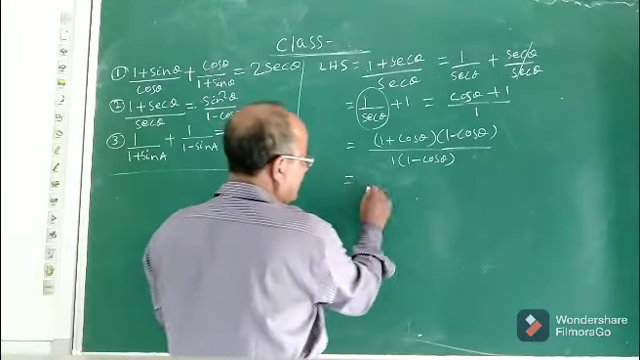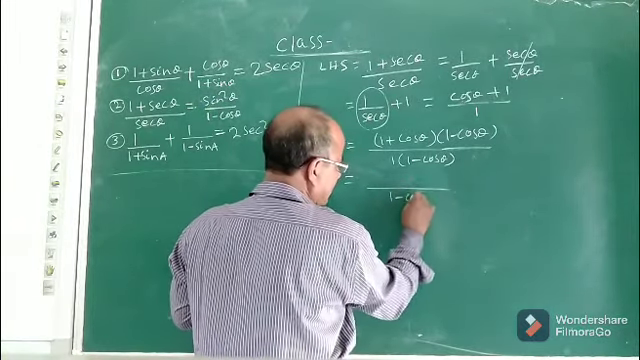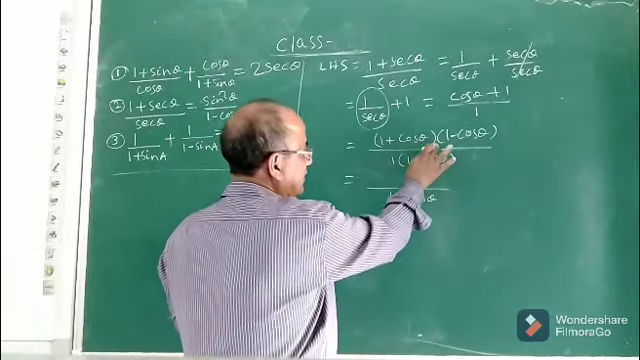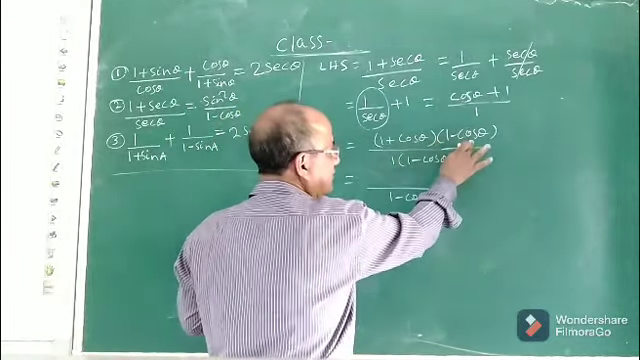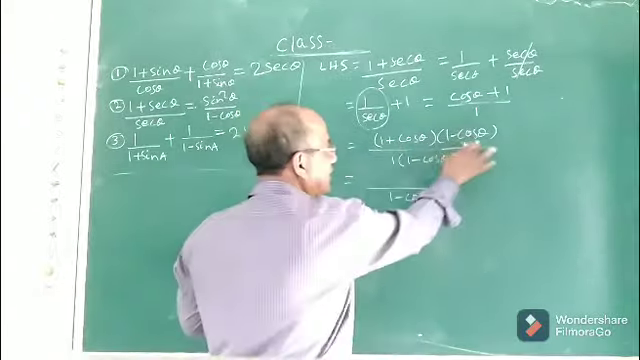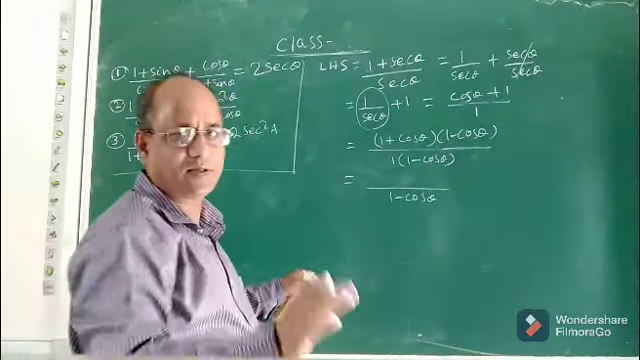Okay. So now what is the result you see? It is 1 minus cos theta multiplied by 1, which is 1 minus cos theta. Now look at the numerator. It is 1 plus cos theta into 1 minus cos theta. Take it as a, take it as b. A plus b into a minus b.